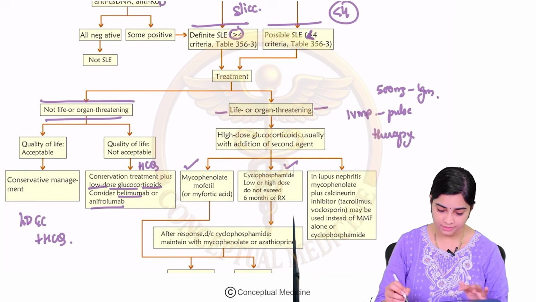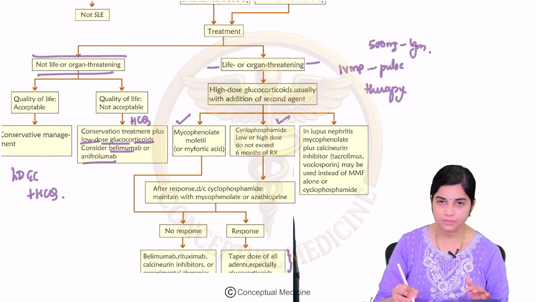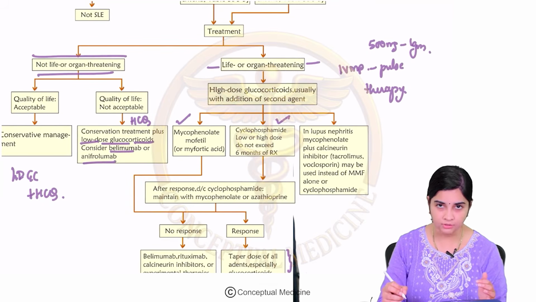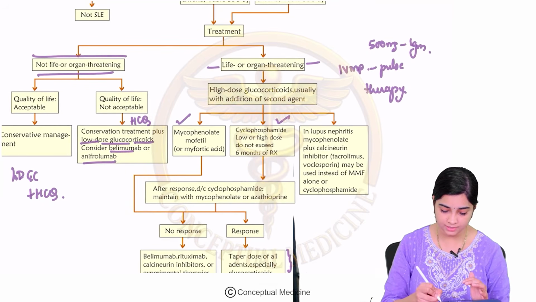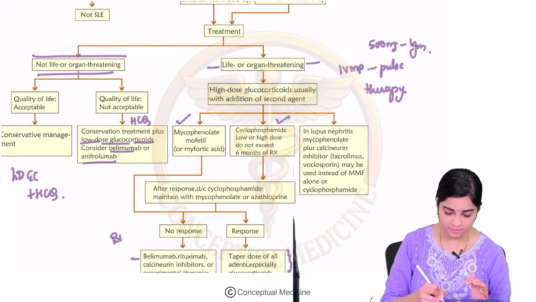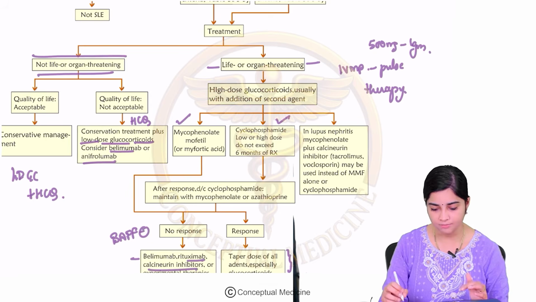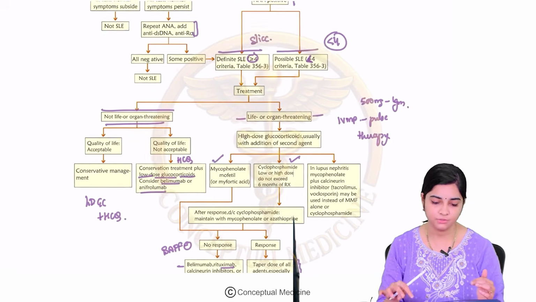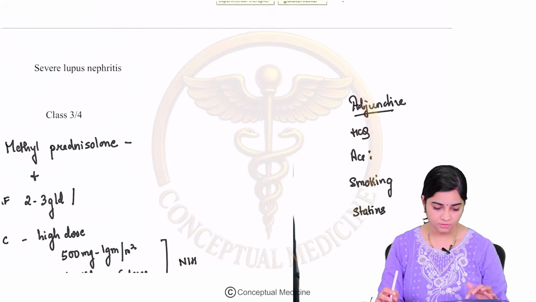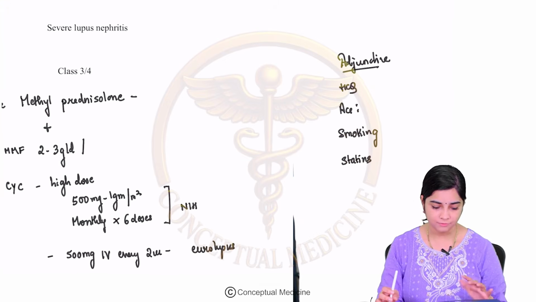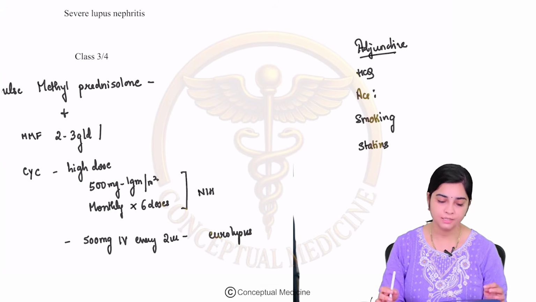If there is a response, then you taper the dose of the immunosuppressants, especially the glucocorticoids. If there is no response, other drugs like belimumab, which is basically a BAFF inhibitor, or rituximab and calcineurin inhibitors can be used in SLE. So let us understand the management of lupus nephritis, because it is slightly different.